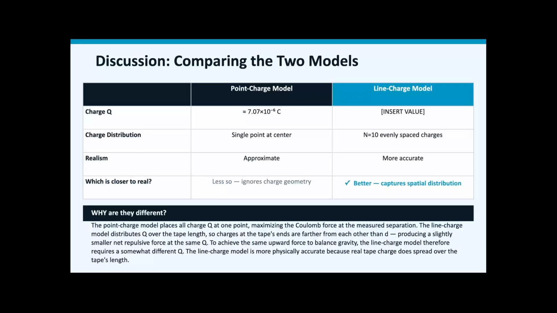The point charge model gave Q approximately 7.07 times 10 to the negative 6 coulombs. The line charge model gives us a somewhat different value. In the point charge model, all of Q is concentrated at one spot. In the line model, charges are spread along the 20 centimeters. The line charge model is more realistic since real tape does spread along its length. It better captures how the geometry of charge distribution affects electric force.